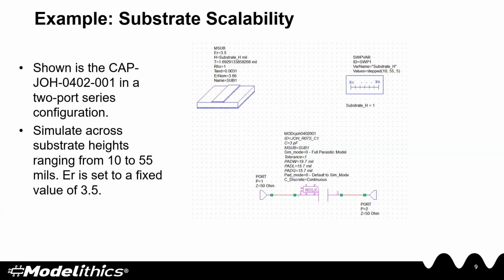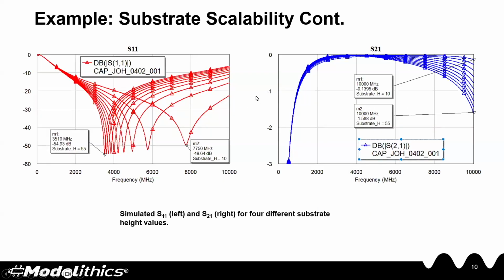So let's demonstrate that by running this simulation. In this case, we'll simulate this model across various substrate heights ranging from 10 to 55 mils, and we'll leave the dielectric constant at a fixed value of 3.5. So here are the results. On the left, again, we have the simulated S11, and on the right, we have the simulated S21. And we're showing the results for all the different substrate height values. So again, you see how the performance does change with respect to the height of the substrate. So this is very important because it shows you how the performance does depend on the substrate that you're using.